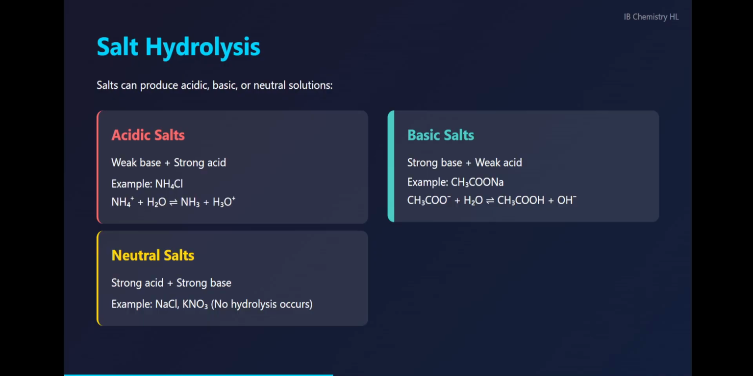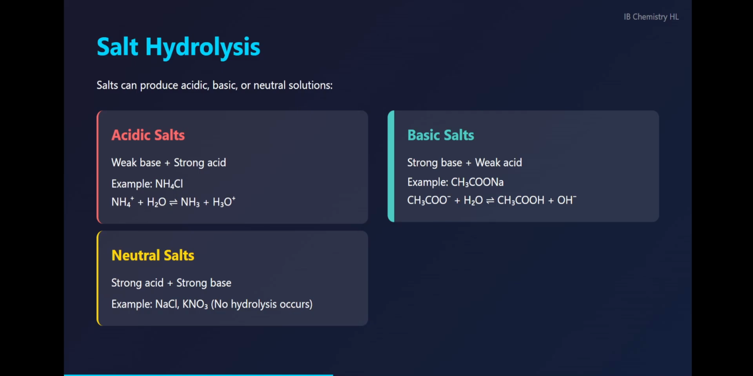Salts are ionic compounds that can produce acidic, basic, or neutral solutions depending on their constituent ions. Cations from strong bases, like sodium and potassium, do not hydrolyze and have no effect on pH. Cations from weak bases, like ammonium, hydrolyze to produce H+ ions and make solutions acidic. Anions from strong acids, like chloride, do not hydrolyze. Anions from weak acids, like acetate, hydrolyze to produce OH- ions and make solutions basic.